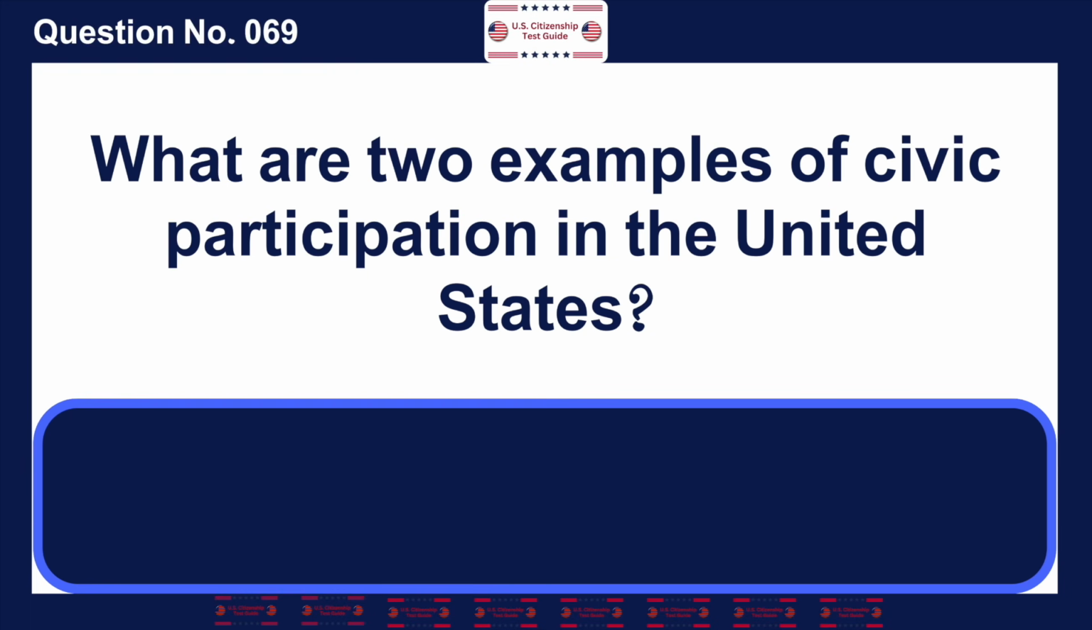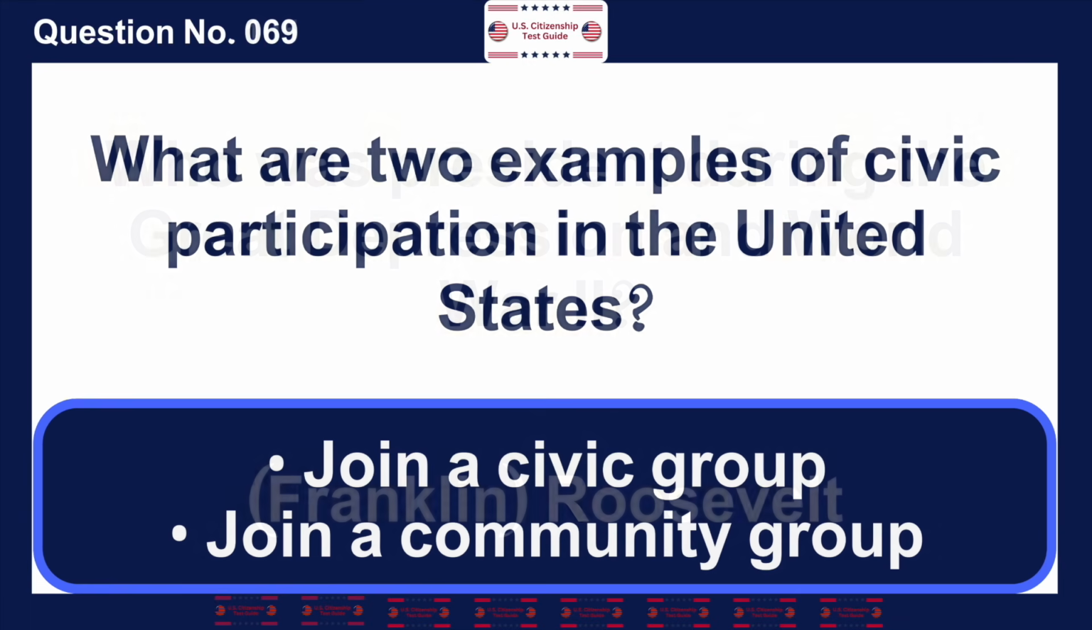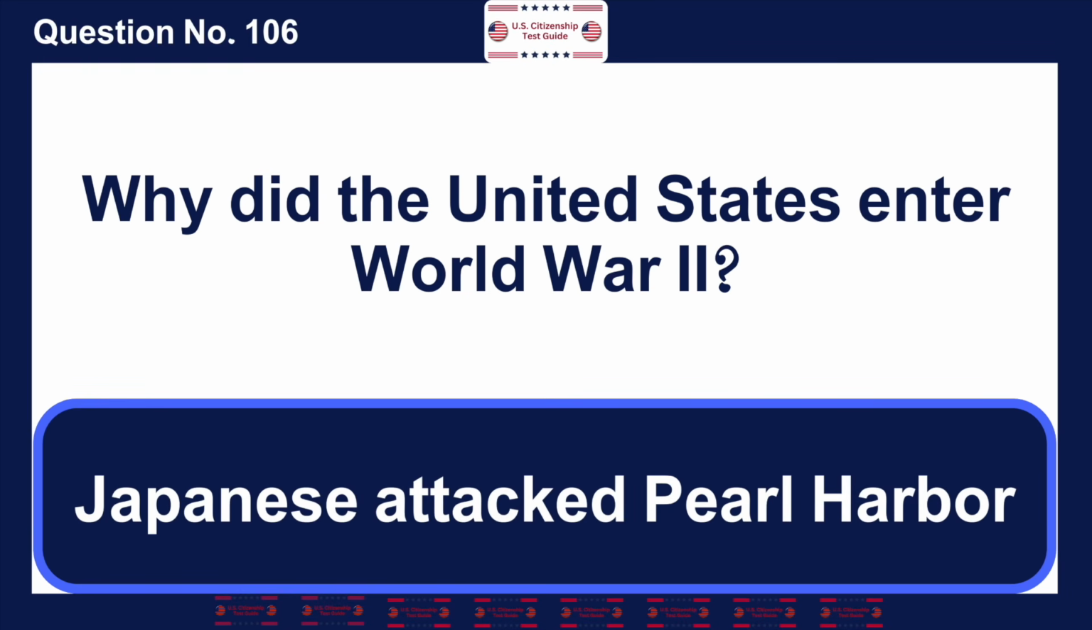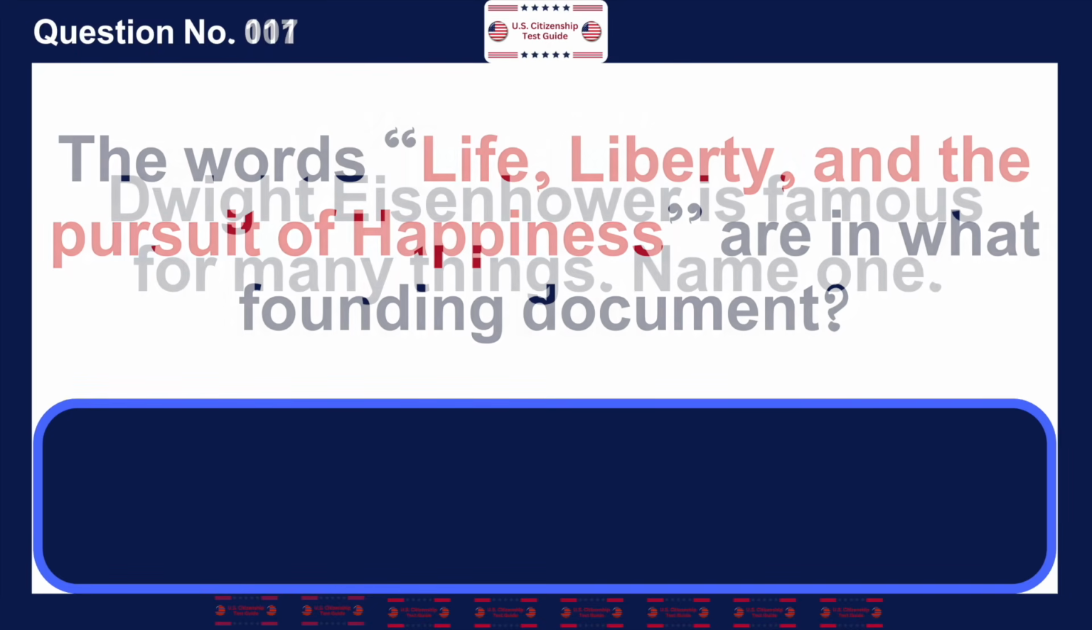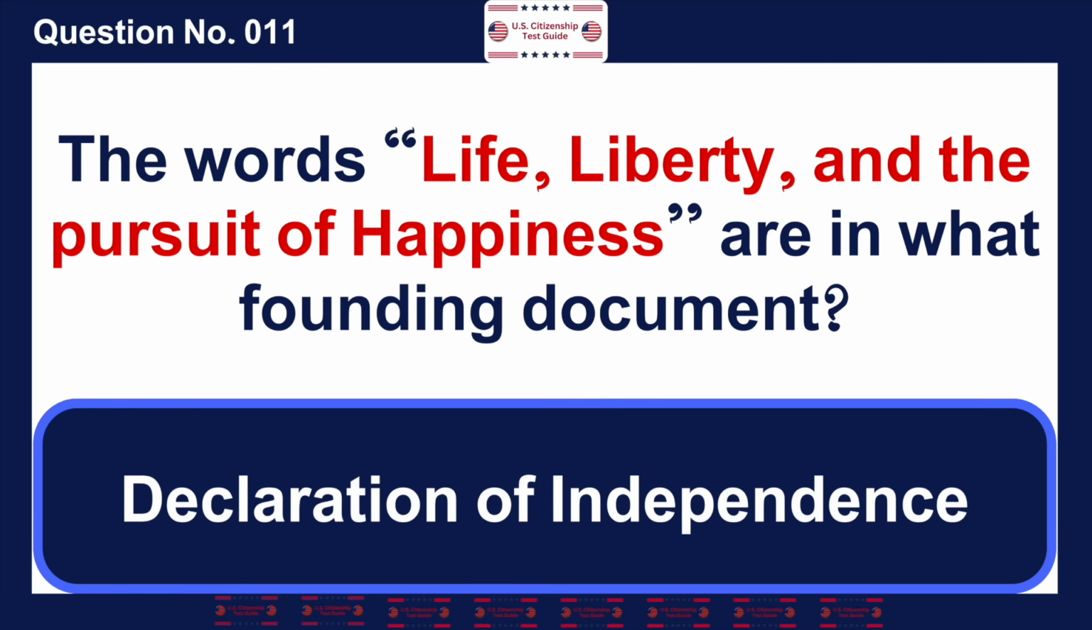What are 2 examples of civic participation in the United States? Join a civic group. Join a community group. Why did the United States enter World War II? Japanese attacked Pearl Harbor. The words, life, liberty, and the pursuit of happiness are in what founding document? Declaration of Independence.